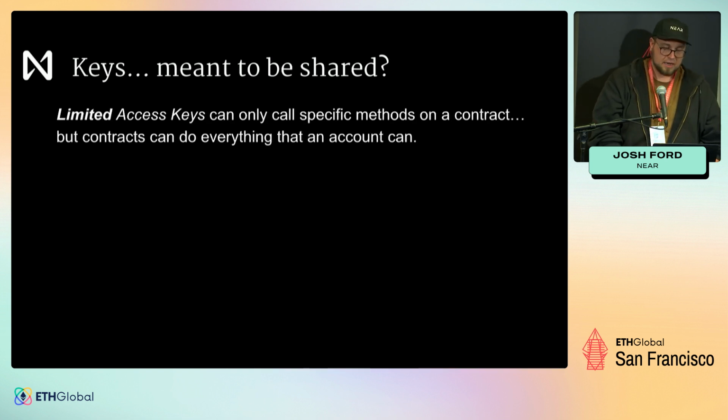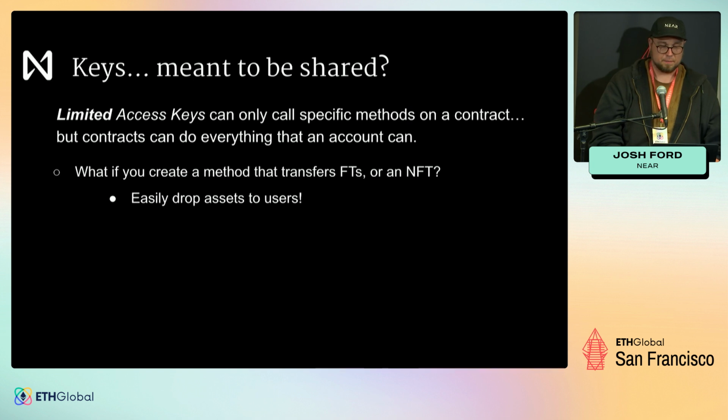So yeah, limited access keys can only call specific methods on a contract, but you can have contracts do everything an account can. So if you wanted to give someone an access key that calls a method on a contract, you could actually write in your smart contract a certain method that could do something a full access key to an account could. So it kind of opens up your mind a little bit to what the potential is and what you can accomplish.